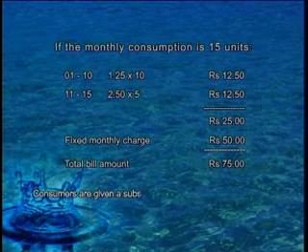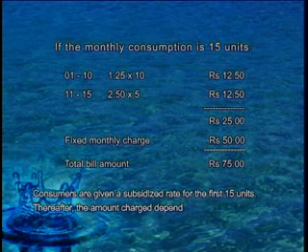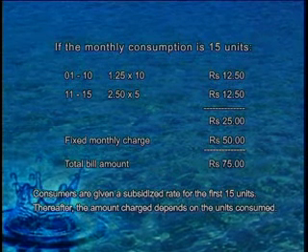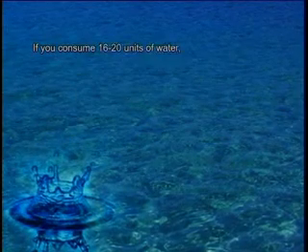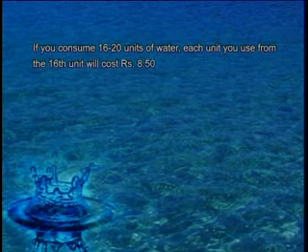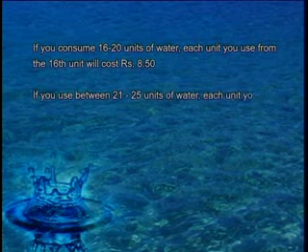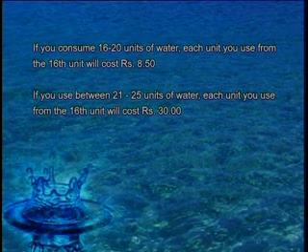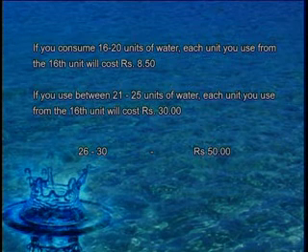Consumers are given a subsidized rate for the first 15 units. Thereafter, the amount charged depends on the units consumed. If you consume 16 to 20 units of water, each unit you use from the 16th unit will cost 8 rupees and 50 cents. If you use between 21 and 25 units, each unit from the 16th will cost 30 rupees. From the 26th to the 30th unit, each unit costs 50 rupees.